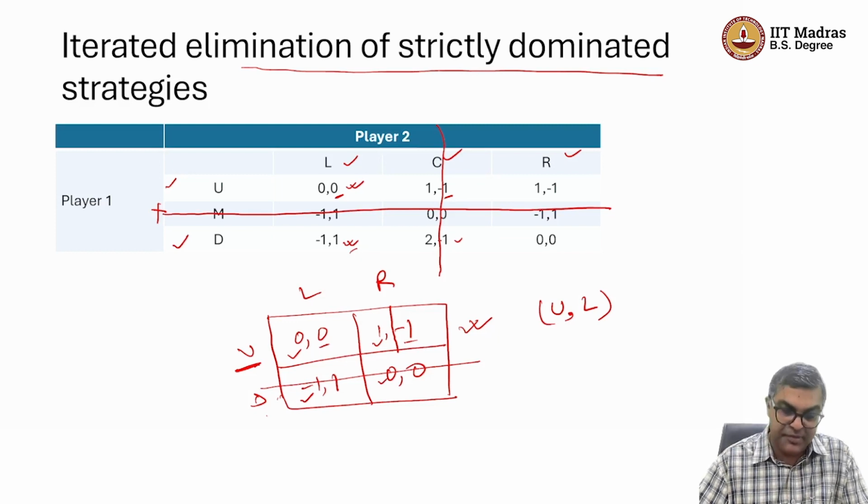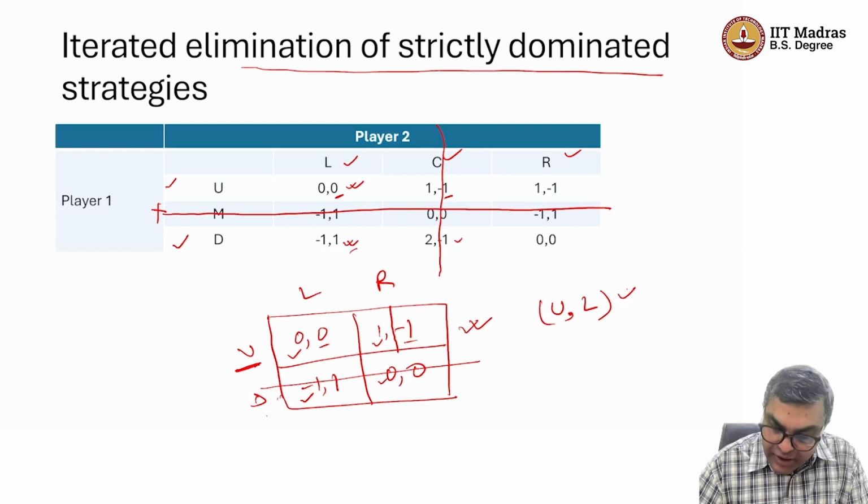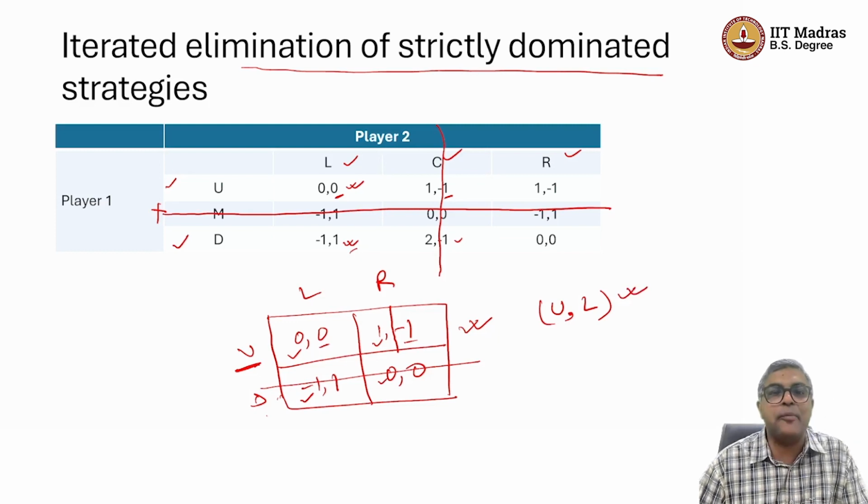And in this game we are lucky that we are left with a unique outcome, that is U comma L. Player 1 should be playing U, player 2 should be playing L, and that would be the outcome. Let me repeat again, the reason M and C were removed is that each player is rational and each player knows that the other player is rational.